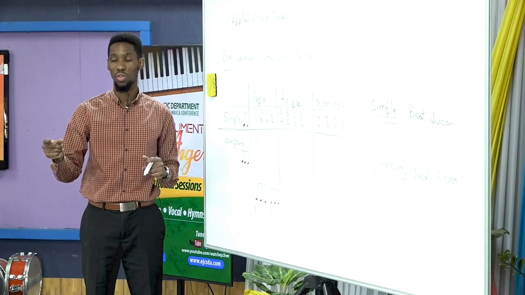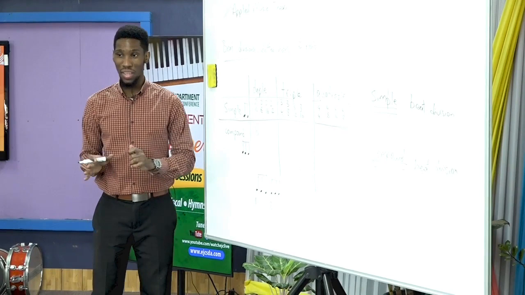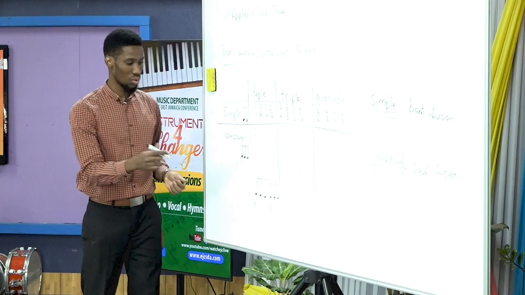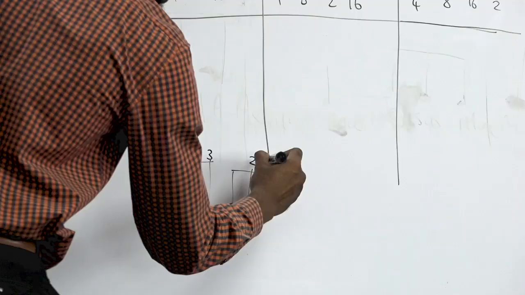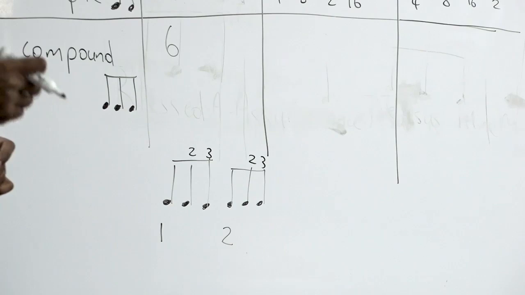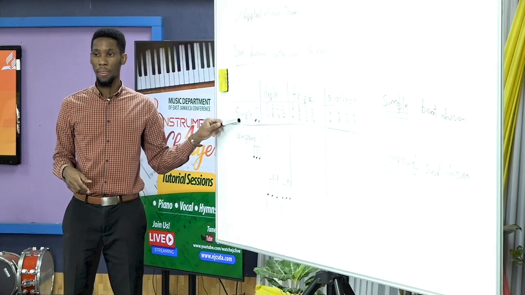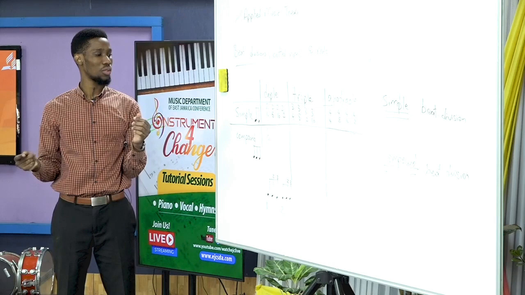Seeing that? We divide the beat into 3. So by the time you add up 1, 2, 3, essentially what you're seeing is 1, 2, 3, then 2, 2, 3. So instead of a simple beat division where you have 1 and 2 and 1 and 2, you have 1, 2, 3, 2, 2, 3.